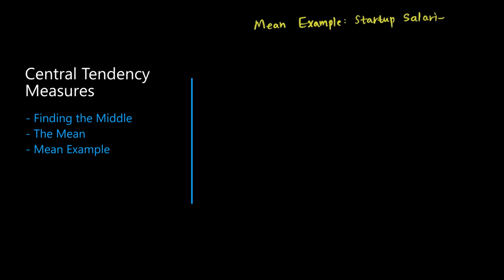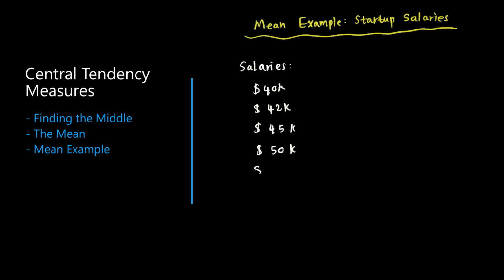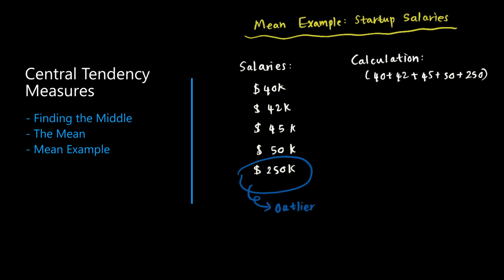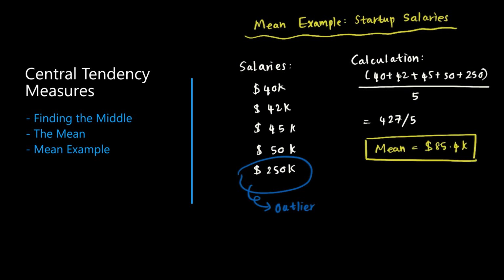Imagine a small startup with 5 employees. Their annual salaries are $40,000, $42,000, $45,000, $50,000, and then the CEO who pays herself $250,000. If we calculate the mean salary, we add them all up to get $427,000 and divide by 5. The mean salary is $85,400. Now, if you told a new hire that the average salary at the company is over $85,000, would that be an honest representation? Not really. 4 out of the 5 people make $50,000 or less. The mean has been skewed, or pulled up, by that one CEO salary.